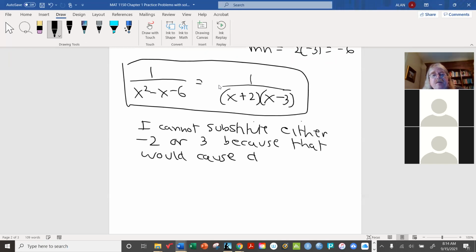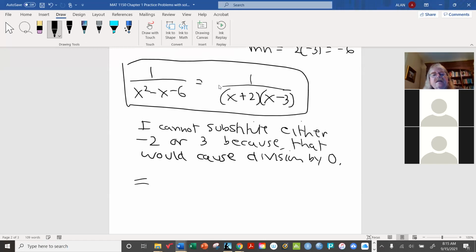because that would cause division by 0. You see what would happen if I put negative 2 in here, the first term will be 0. It won't matter what the second term is. I'll still end up with 0 in the denominator. Same thing with the 3. If I put 3 in over here for x, I'll get something times 0, which is still division by 0. So I cannot substitute either negative 2 or 3. That would cause division by 0, which we know does not work, and we know why, because of that cool video.